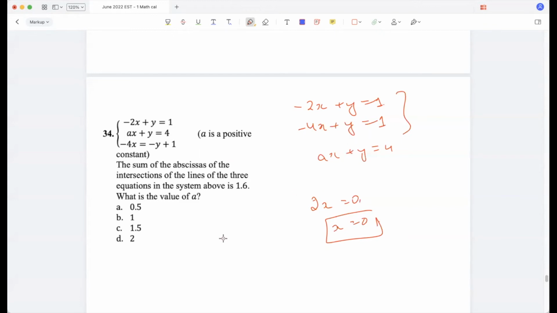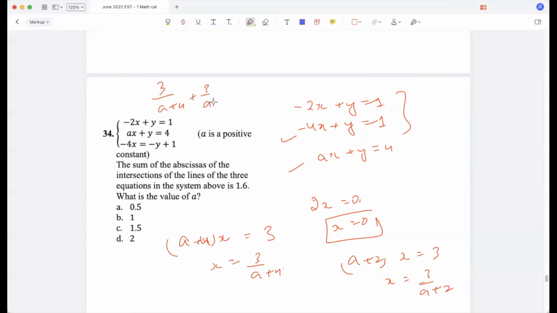Let's subtract these two also. a plus 4x minus 3 gives x is 3 by a plus 4 for these two. And a plus 2x is also 3, so x is 3 by a plus 2. So 3 by a plus 4 plus 3 by a plus 2 plus 0 is 1.6.